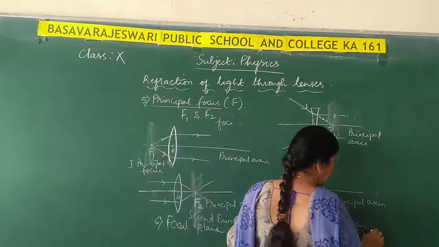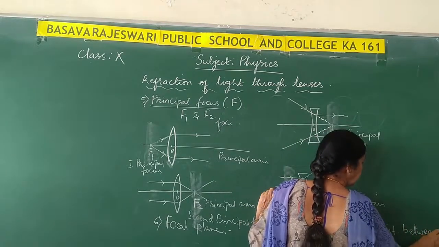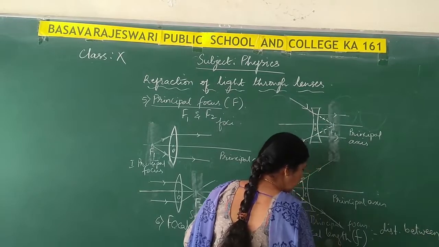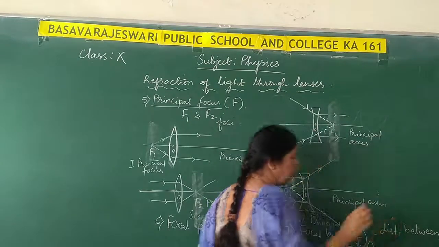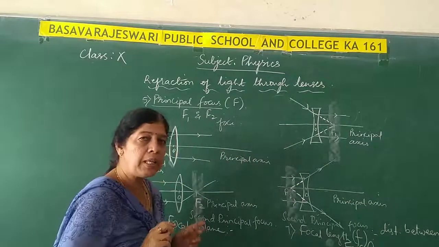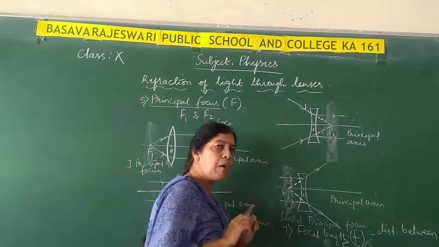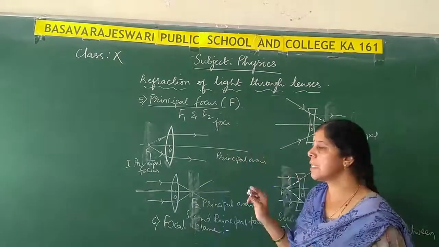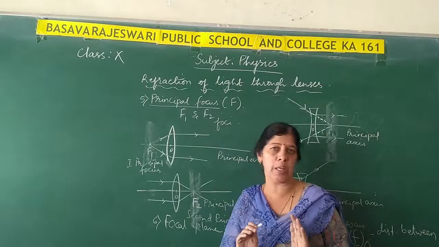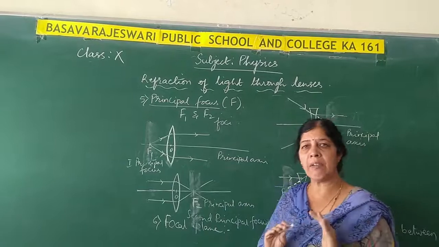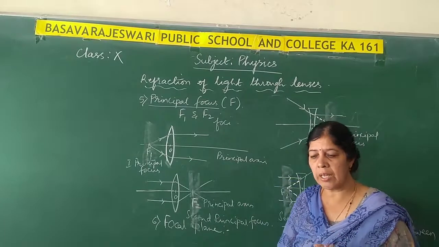So in general I can write, the distance between the principal focus, which is denoted by the letter F, and the optic center is called the focal length of the lens. And remember, either you take a convex lens or a concave lens, they will have two principal foci. So the distance between the first focal point and the optic center is called the first focal length, and the distance between the second focal point and optic center is called the second focal length of the lens.